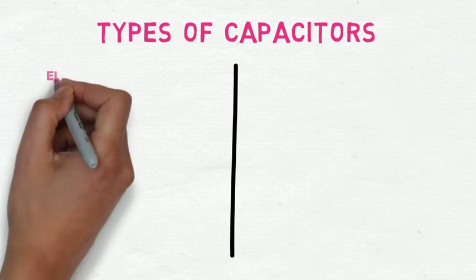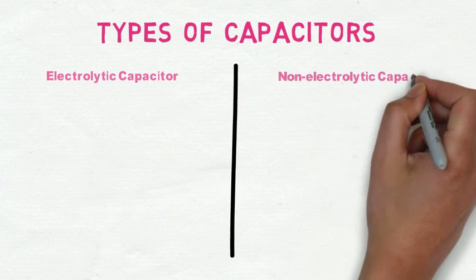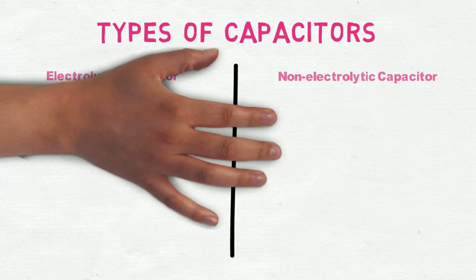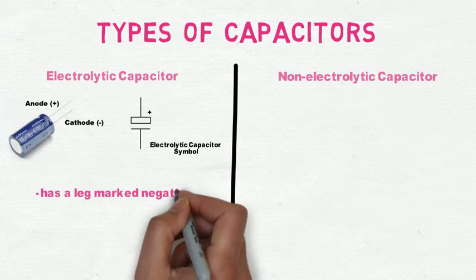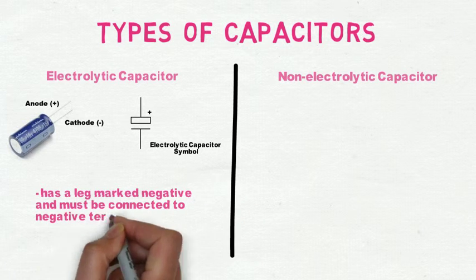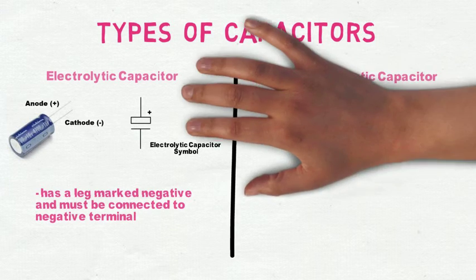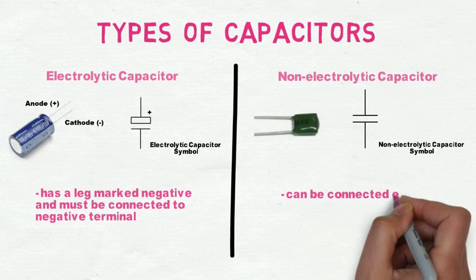There are two types of capacitors: electrolytic capacitors and non-electrolytic capacitors. The difference between the two is that the electrolytic capacitor has a leg marked negative on it and must be connected to the negative terminal. As for the non-electrolytic capacitor, it can be connected either way round.